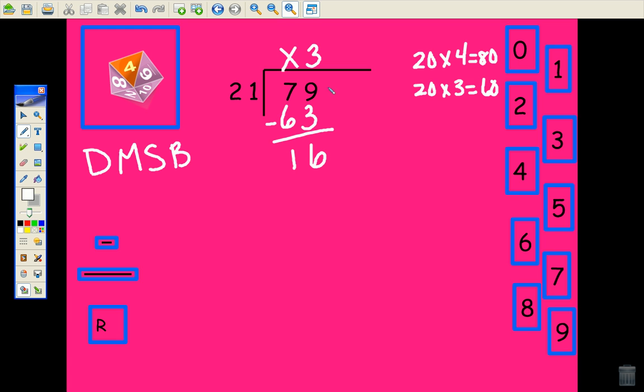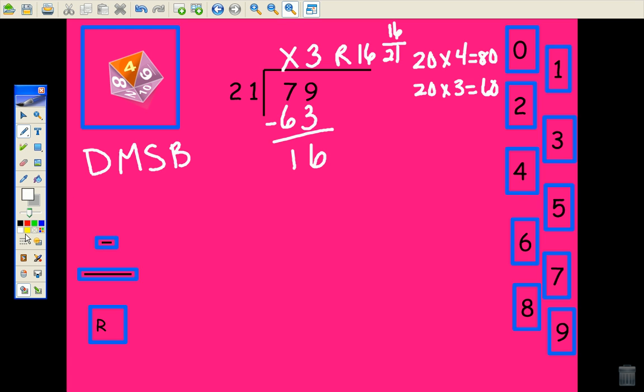Bring down. There's nothing to bring down. That means I'm done. To check myself, is 16 smaller than my divisor? Yes, it is. So I am done. So I have a remainder of 16. Or I could have written it as a fraction. 16. My remainder goes on top as the numerator, and my divisor is my denominator. So there's 2 different ways I could report that.